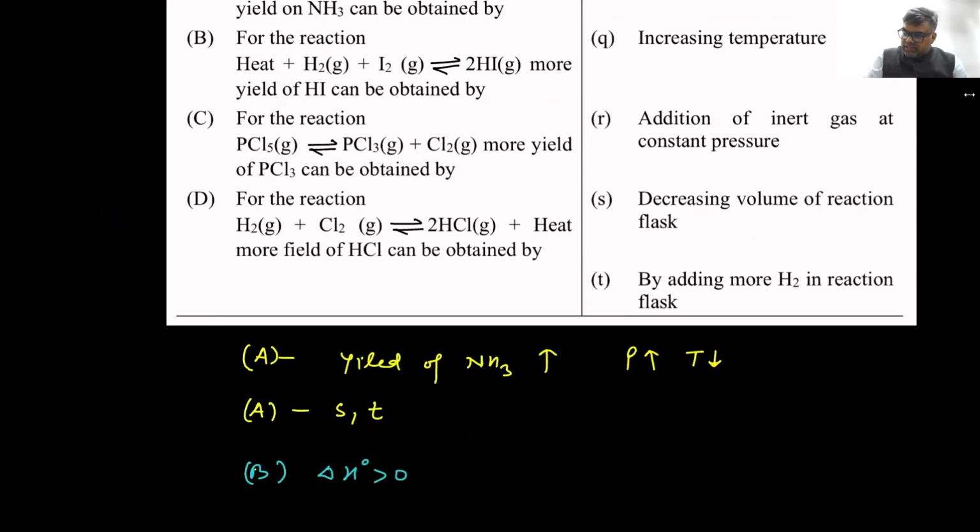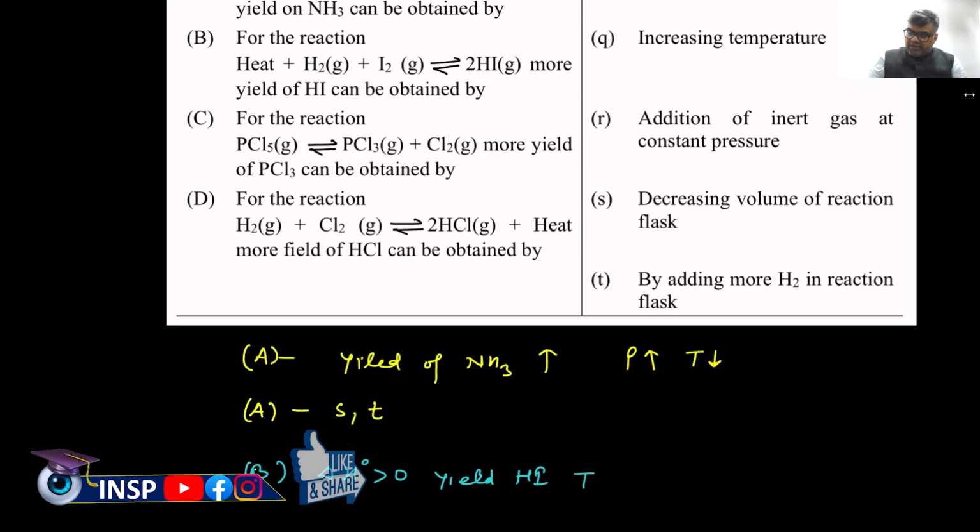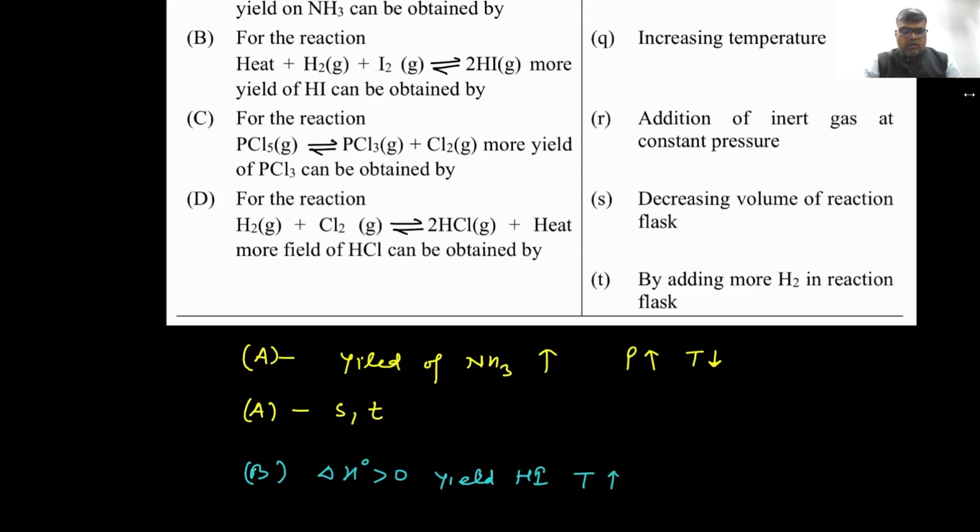So in this case, if you have to tackle the yield of HI, more yield of HI can be obtained. Delta n is zero here, so pressure will not affect and volume will not affect. It is an endothermic reaction, so an increase of temperature will shift it in the forward direction. If you add hydrogen, it will certainly shift in the forward direction. Addition of inert gas at constant pressure will also not affect, because it is a delta n zero case. So its answer will be Q and T.